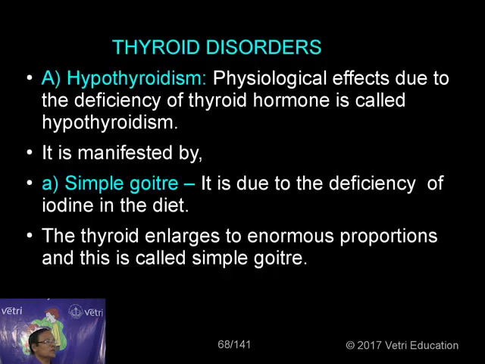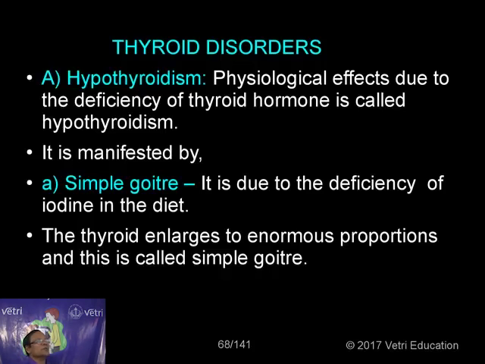Simply, we can say simple goiter. When the iodine content is less in the blood or in the diet, what is happening? The secretion of thyroxin is impaired, but the hypertrophy of the thyroid gland occurs. Hypertrophy means increased activity of the thyroid gland without raw materials. So without raw materials like iodine, what will happen?